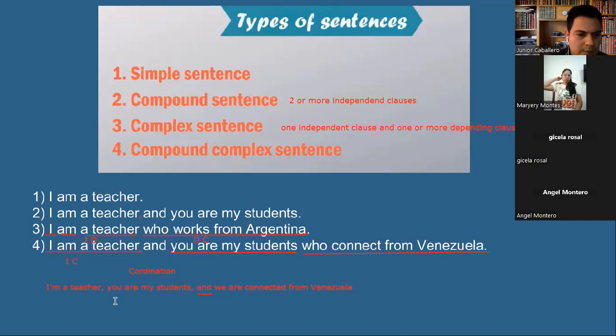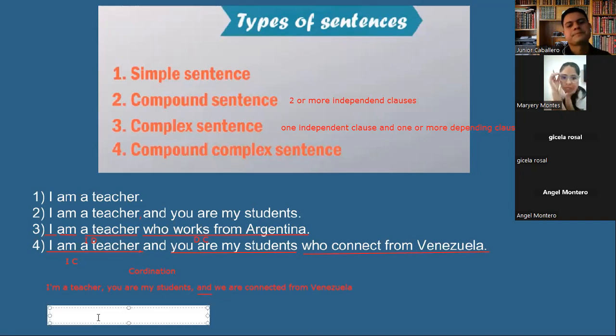Ok. Entonces, fíjense que esa oración de la número 4, que era una compound complex sentence, la convertimos a compuesta, pero vamos a convertirla a complex. No compound complex ni compound. Simplemente complex. A ver, ¿cómo creen ustedes que sería? Let me see.